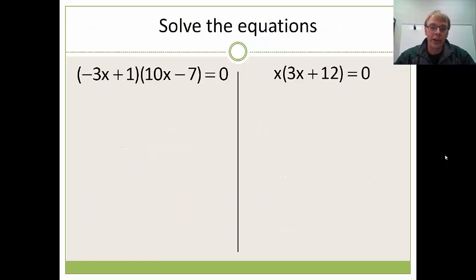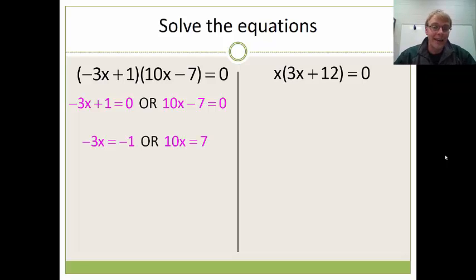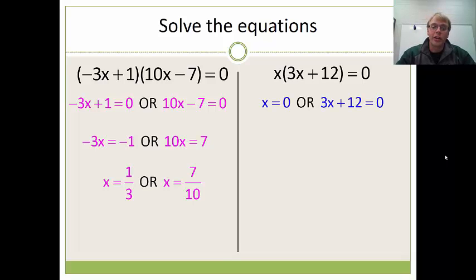So we've got a couple examples here. Let's walk through these quickly together. On the left we have negative 3x plus 1 times the quantity 10x minus 7, and that is equal to 0. So we have two binomial factors. Using the zero product property, I can create two equations with each factor being equal to 0. Once I do that, these are just two-step equations, which we covered at the beginning of this chapter. So I'm going to cancel the constant and then cancel the coefficient, and then we get our solutions of 1/3 and 7/10.